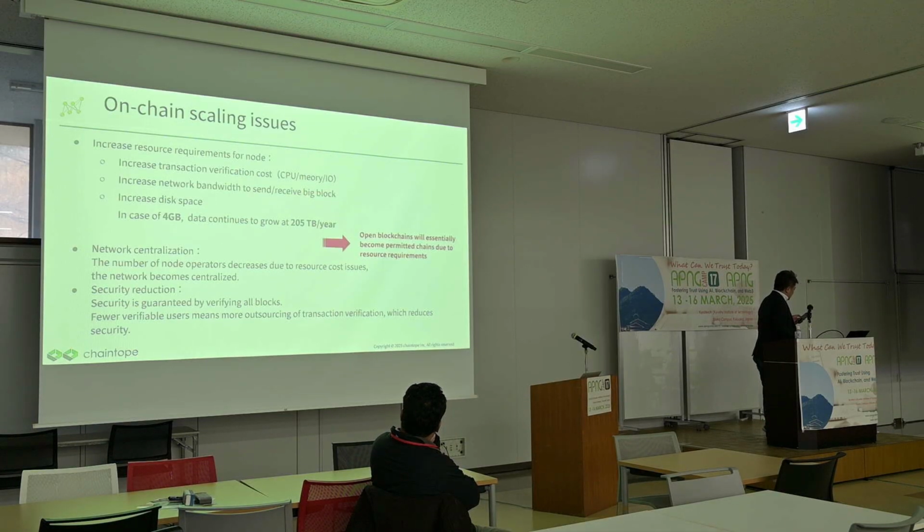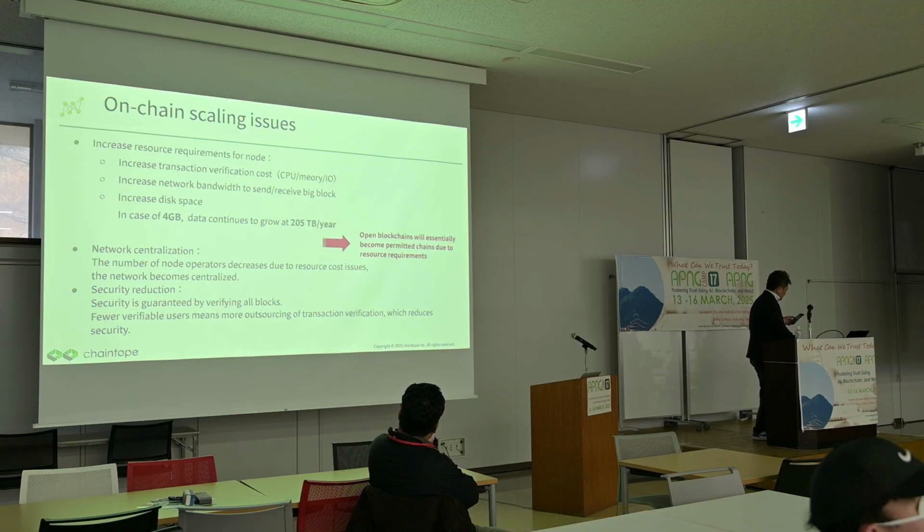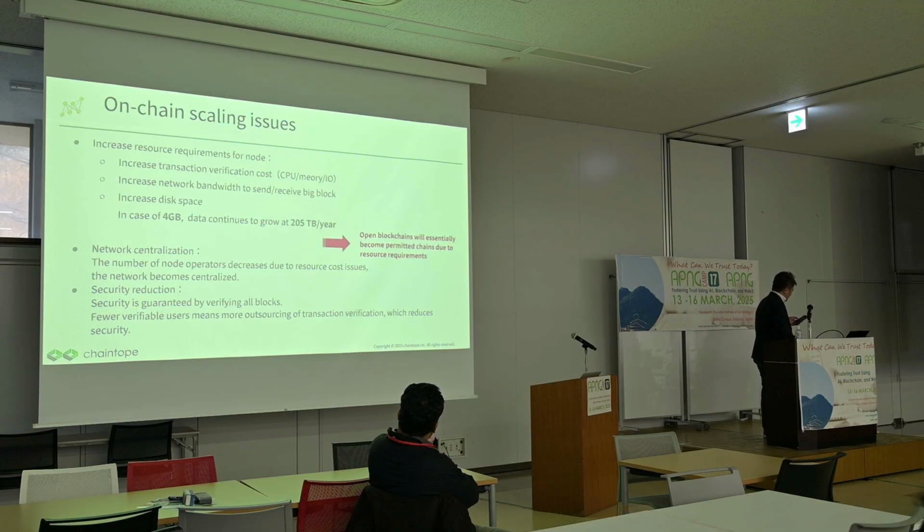However, on-chain scaling has problems. This includes the resource requirements for the node: increased transaction verification cost, network bandwidth to receive and send a big block, and increased disk space. In the case of 4 gigabytes, the data continues to grow at 200 terabytes per year. As a result, the network became centralized. The number of nodes operating decreased due to resource cost issues, so the network becomes centralized.